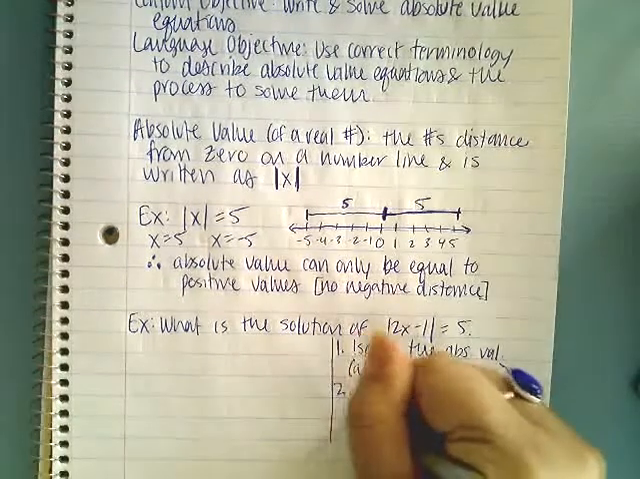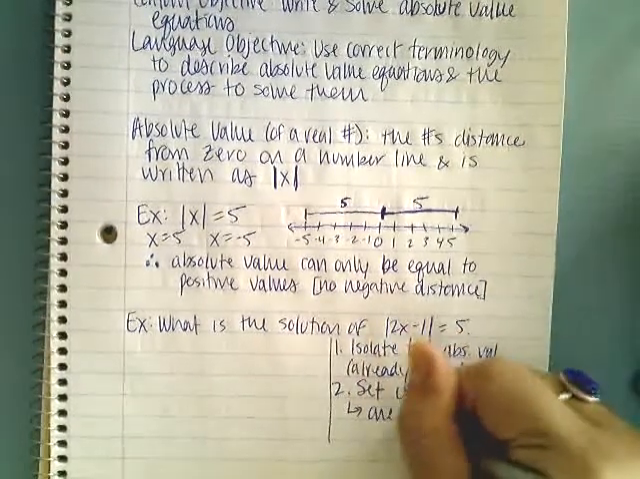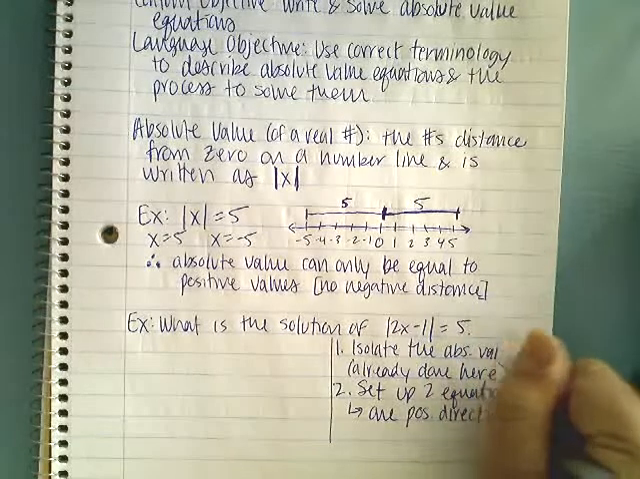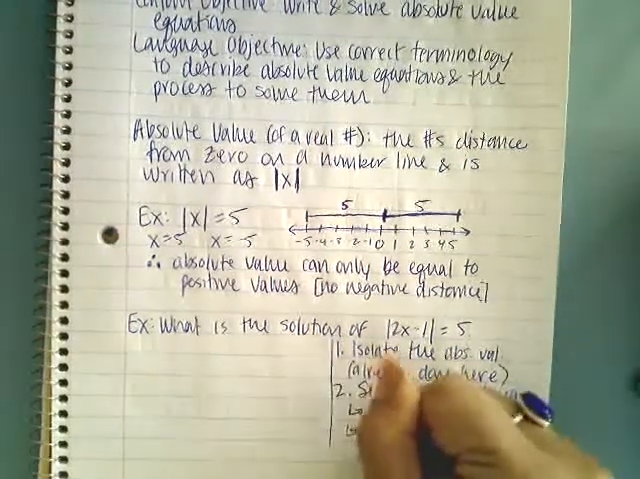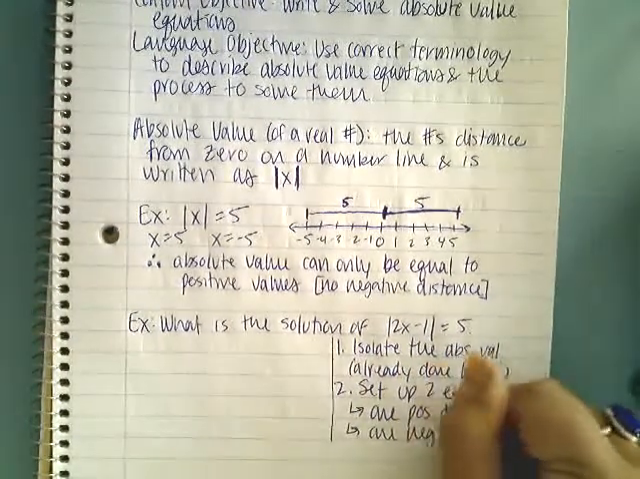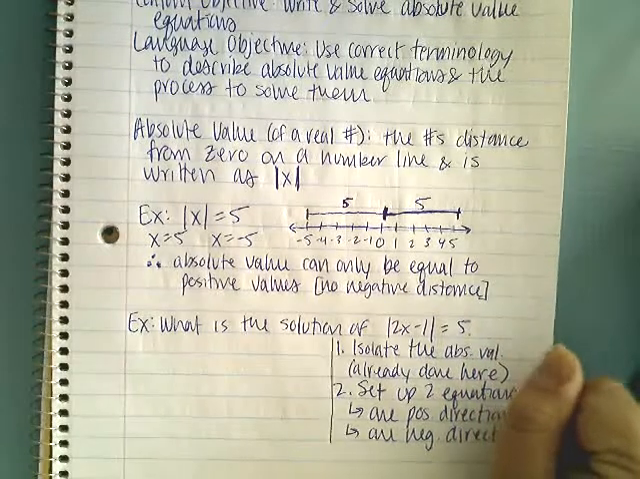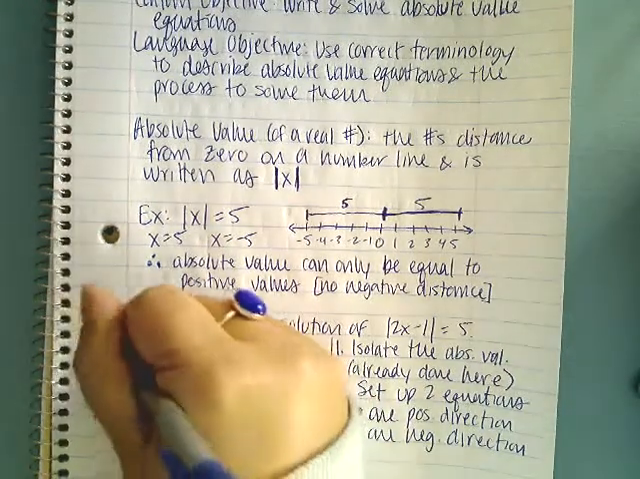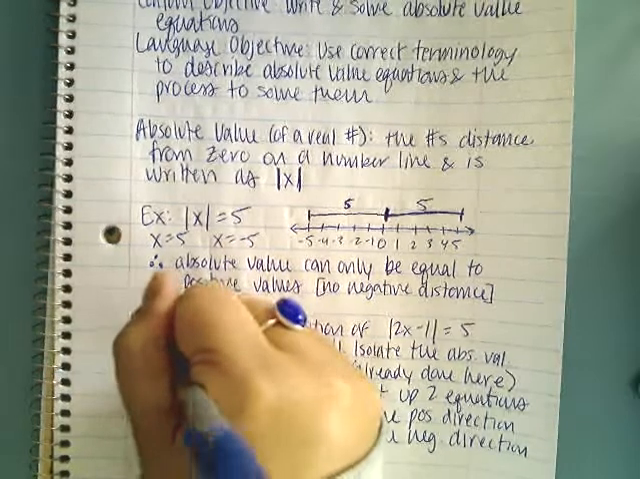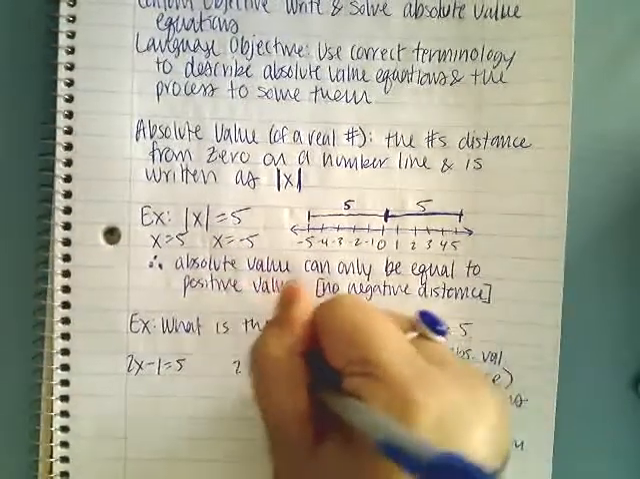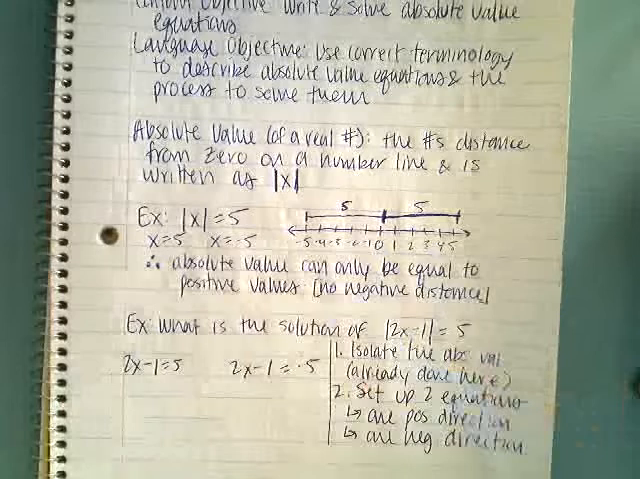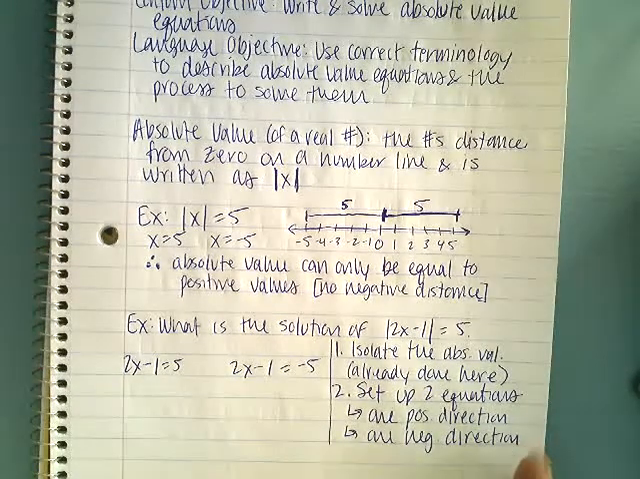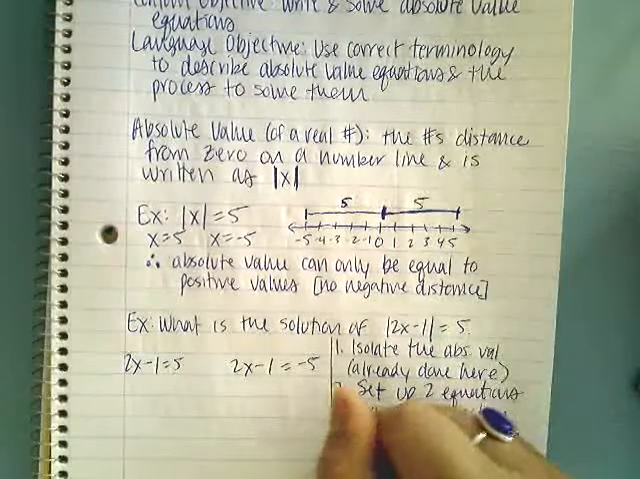One for the positive direction, and one for the negative direction. So we're going to account for the two possible ways we could get a distance of 5 here. If it's going to be in the positive direction, you have 2x minus 1 equals 5, or 2x minus 1 equals negative 5, in case it was in the negative direction, a distance of 5. So then we're going to solve both equations.